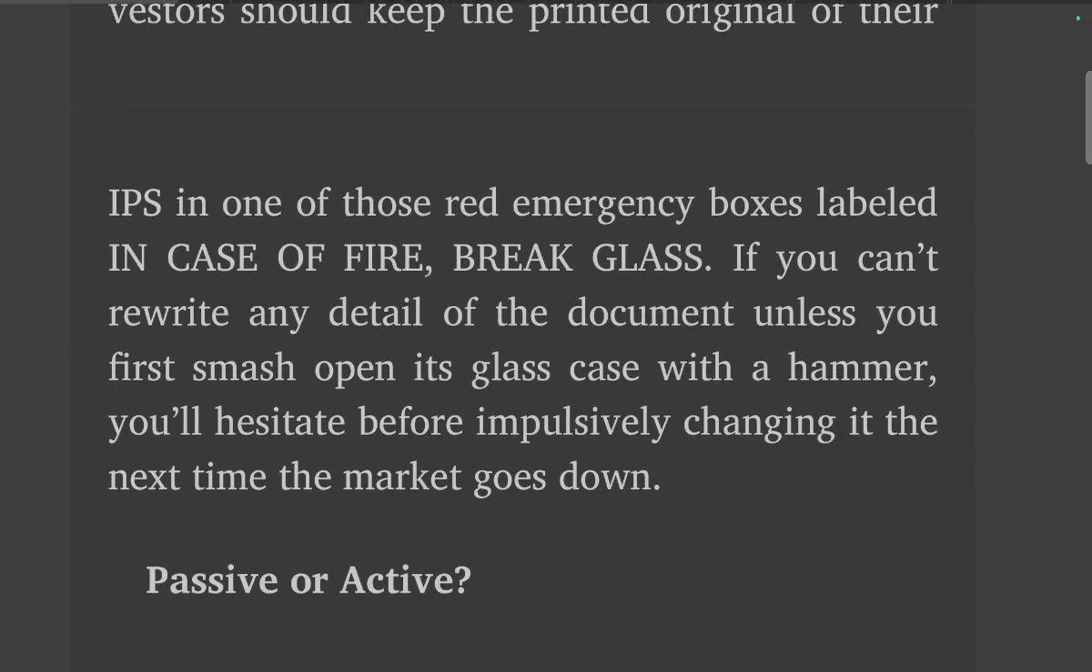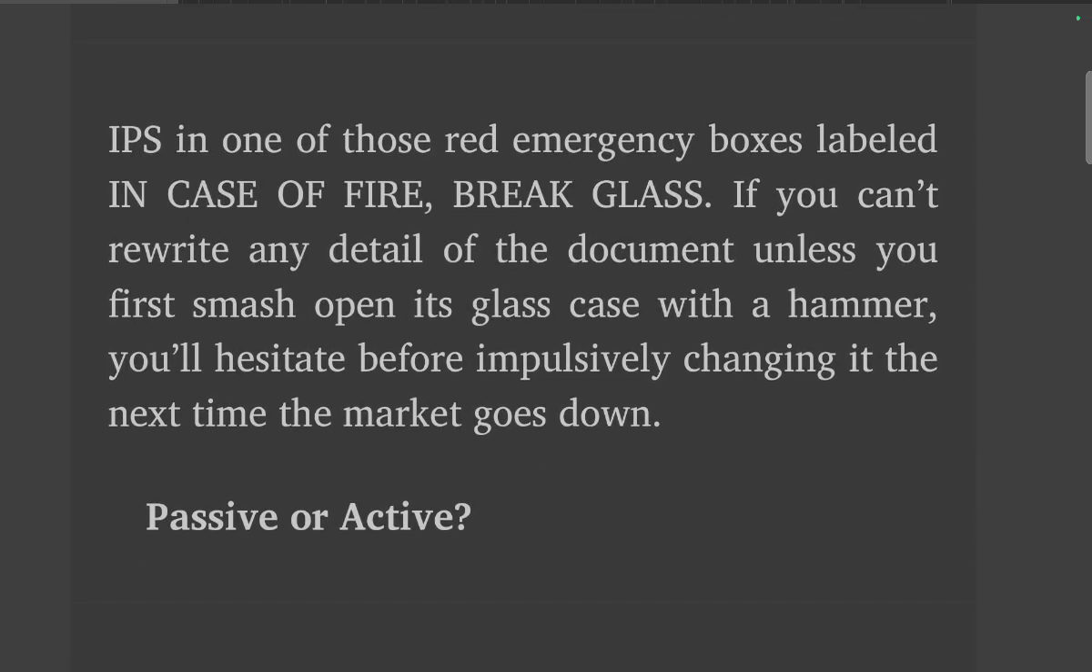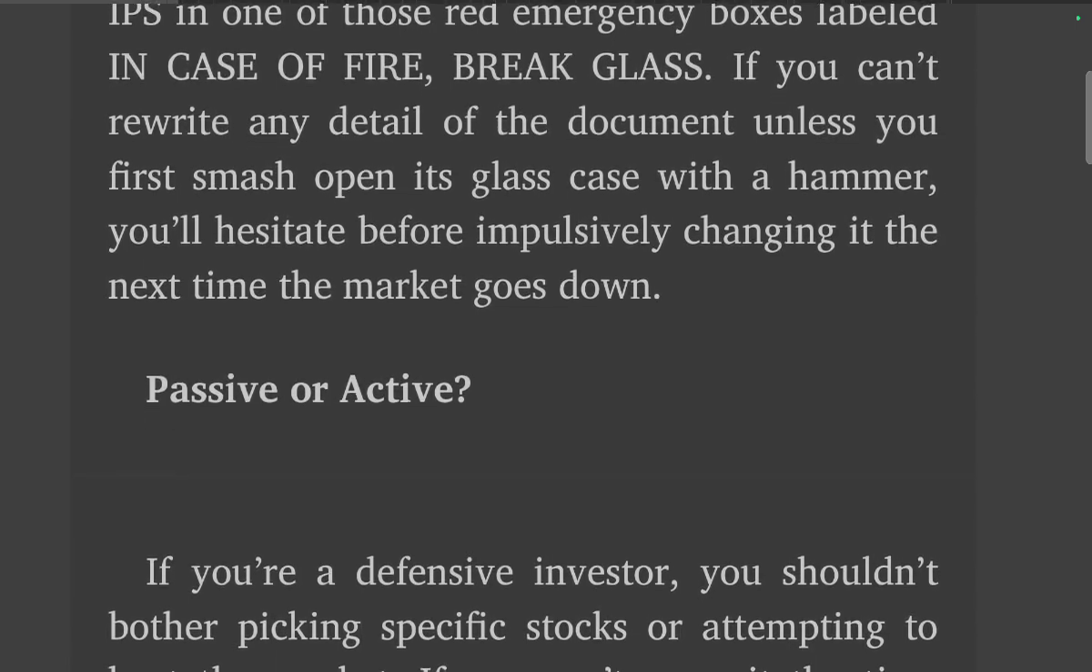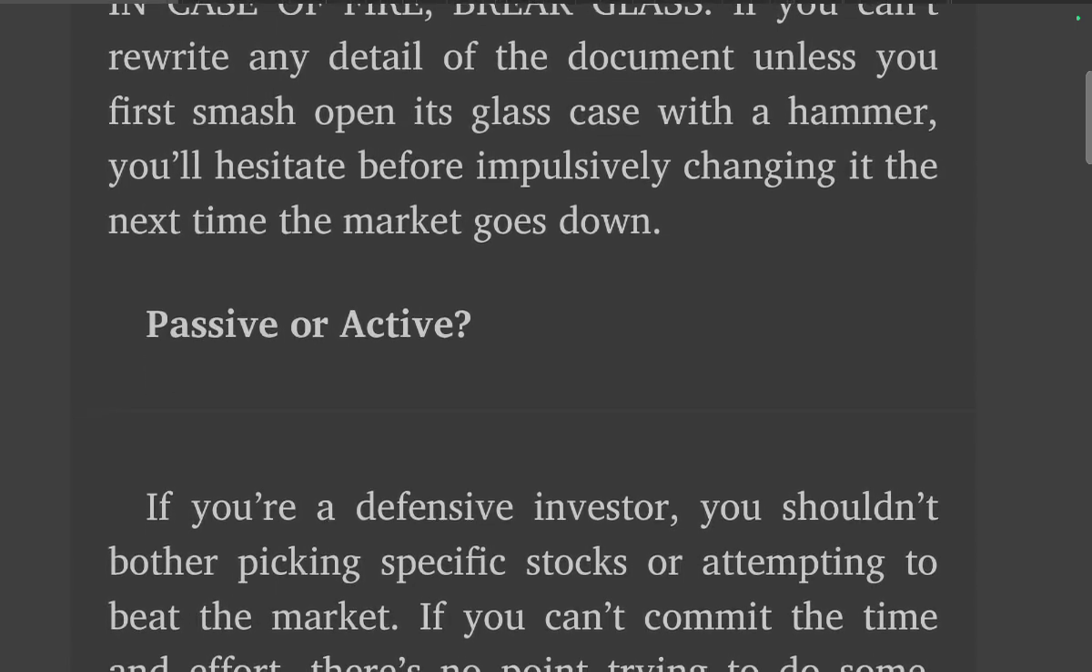If you can't rewrite your document unless you first smash open its glass case with a hammer, you will hesitate before impulsively changing it next time the market goes down.